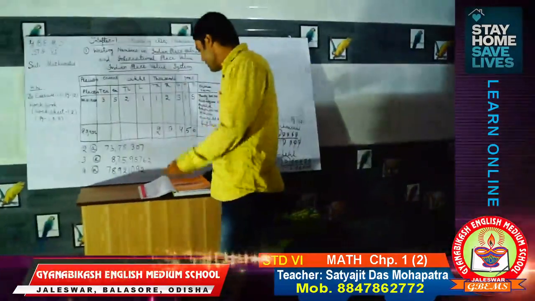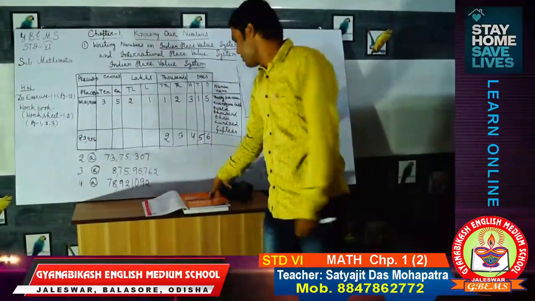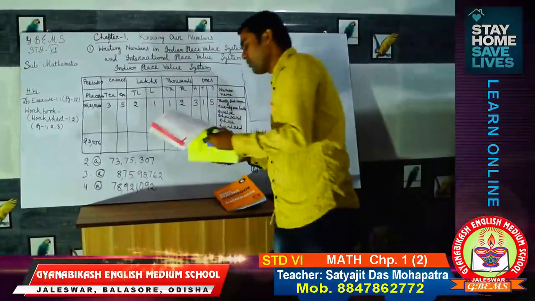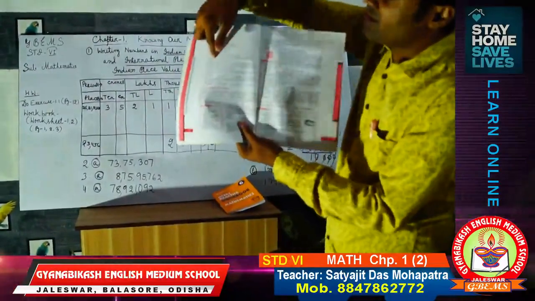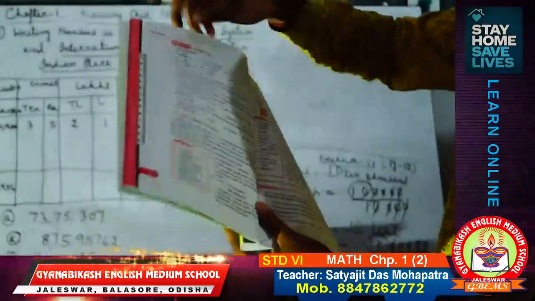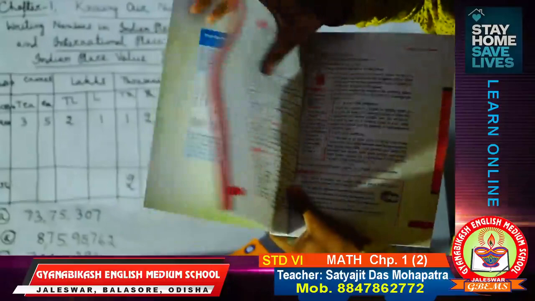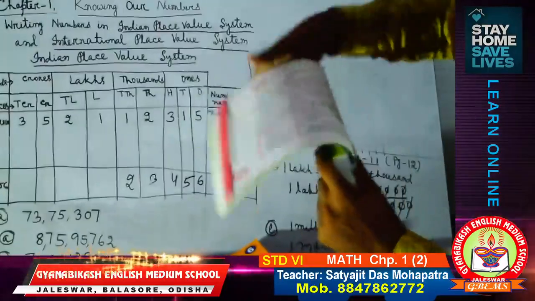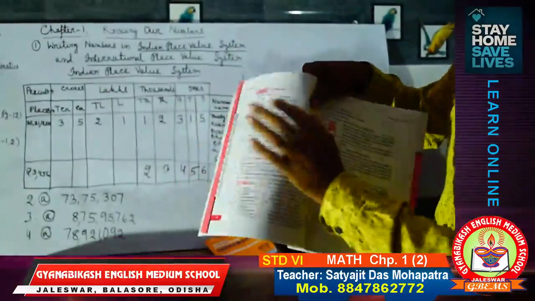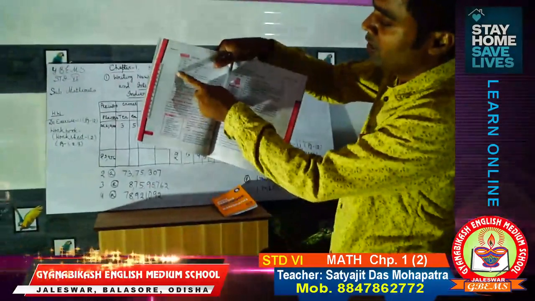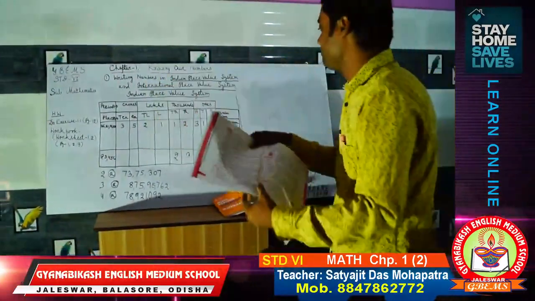Now question 2 is given, plus question 1. I have already discussed this one. The rest you do by yourself. Then here question 2, 3 and 4. One by one I will do a question from each of them.